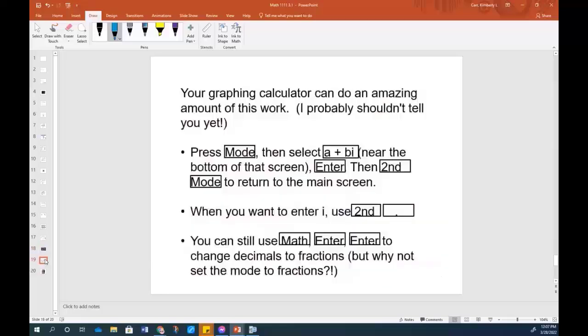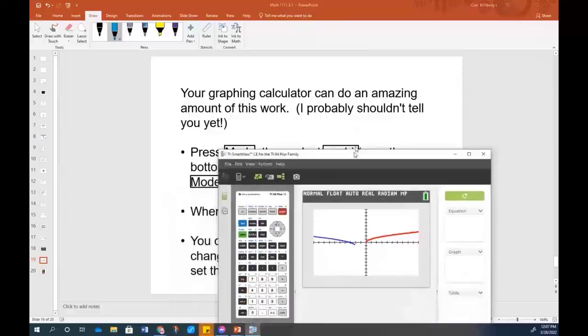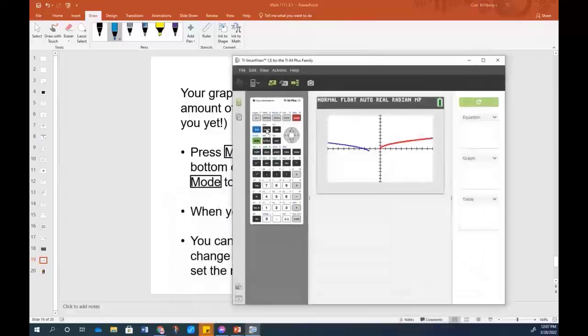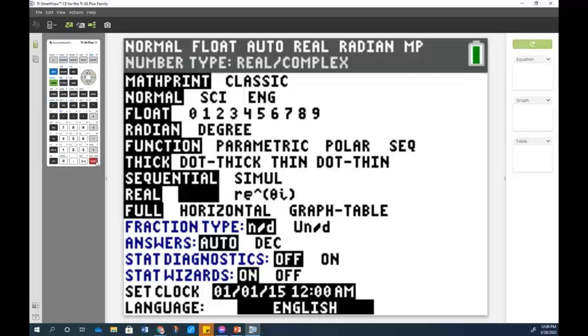And I almost feel bad giving this away to you as a teacher, but your graphing calculator can do a lot of this work. Let me bring up my graphing calculator so I can click some of this with you. Notice it says press mode and then select a plus bi. So mode is right here on your calculator. And then if you go down to where it says real, we want to make this say a plus bi. To get there, I'm going to use my arrow keys. I go down and then I go over and then hit enter. And now a plus bi is in dark.